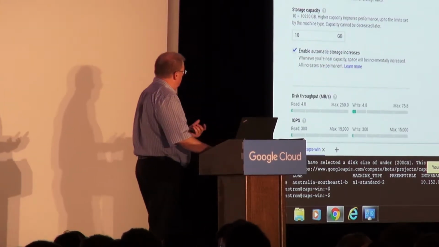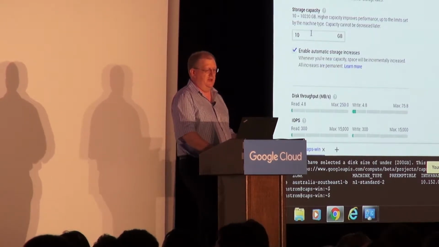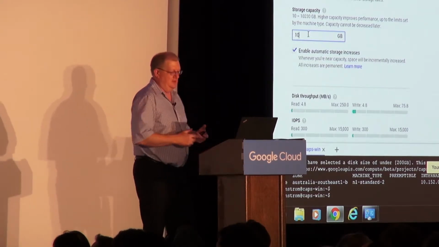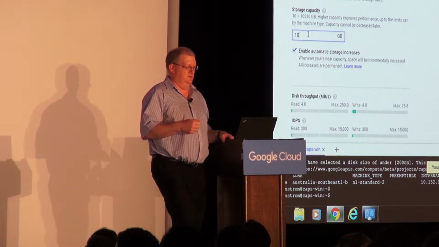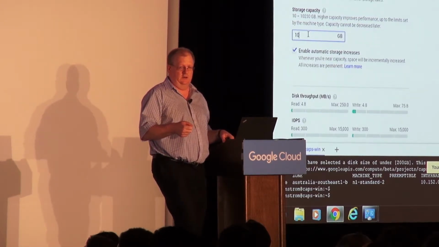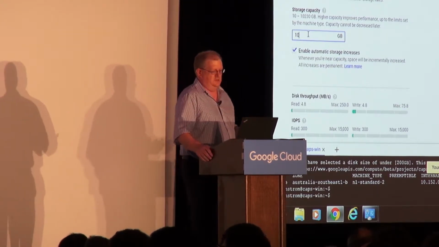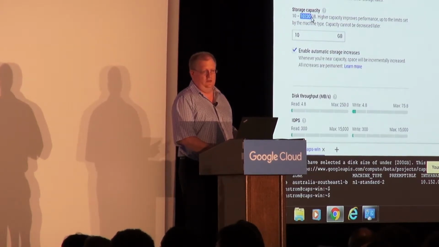Do I want to store it faster on SSD drives, or do I want to store it cheaper on spinning drives? I guess it depends on the app. And then how big of storage do I want? Remember, in the cloud, you should always start small, and when you need more, then it's easy to make things bigger, right? So the minimum size of storage is 10 gigabytes. The maximum size is about 10 terabytes, yeah?